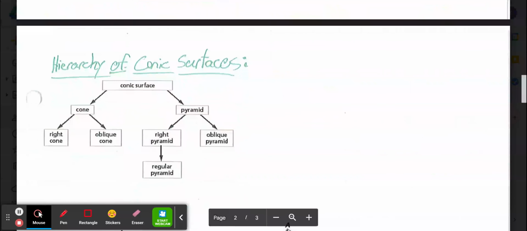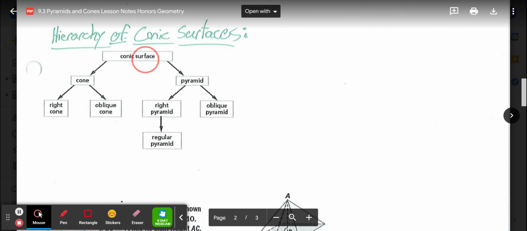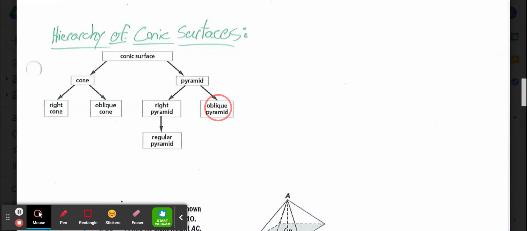So then we get into another hierarchy. This one's obviously looking at conic surfaces. So our most general term gets split to a cone or a pyramid. Then for a cone, we have a right cone or an oblique cone. For a pyramid, we have a right pyramid and an oblique pyramid. And more specific, if we have a right pyramid whose base is a regular polygon, then it's a regular pyramid.